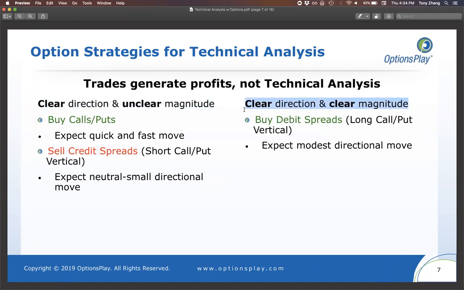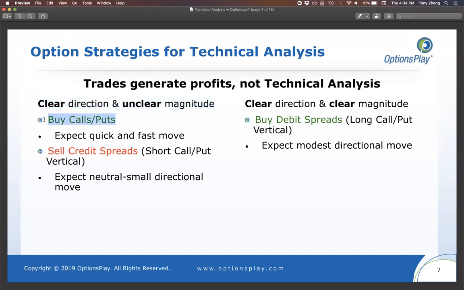So this is where you have an outlook that the stock's going to move higher and you have a very specific target price. So clear direction and a clear sense for magnitude. Versus on this side, you have a clear sense for direction, but you're not really sure what that target price is. It might move a little bit, might move a lot. You don't really have a clear sense. And that's how you delineate between these two strategies.